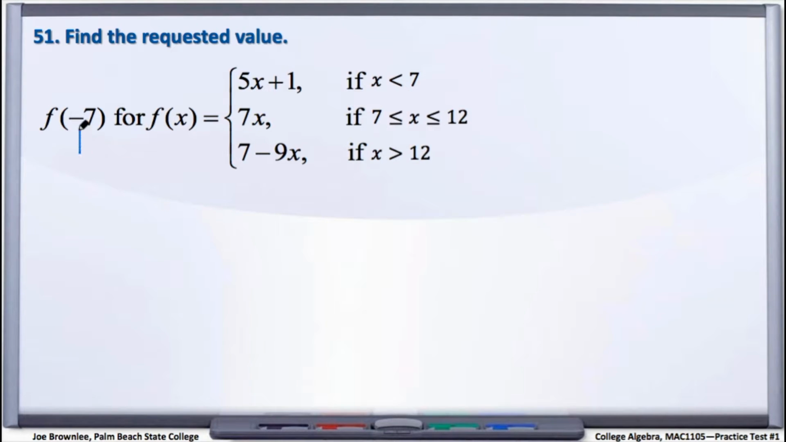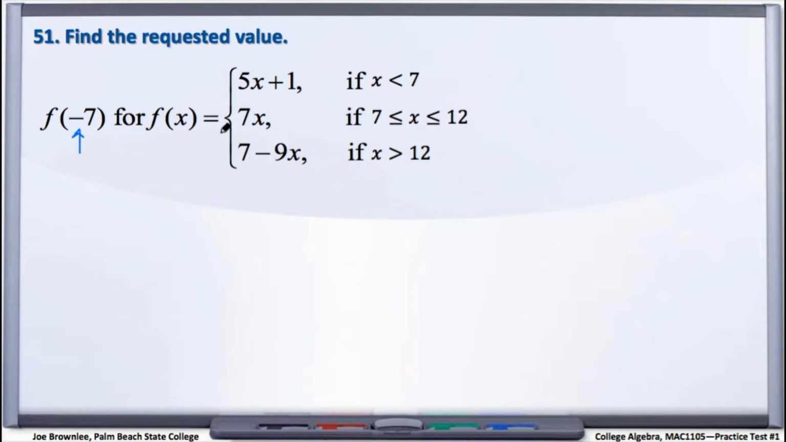All right, so let's see where this negative 7 falls within our domain restrictions so that we can determine which piece of this function we're going to use to evaluate. Let's start at the bottom. I think we've been starting at the top, so we'll work our way up, starting here at this last piece.